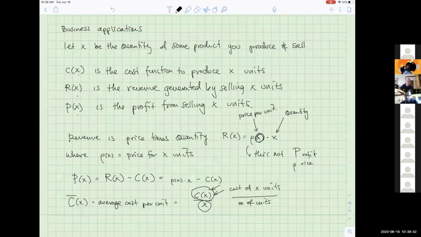So we're talking about business applications. We're going to use the ideas above, addition, subtraction, multiplication, and division of functions to create new functions, but we're going to do it in the context of business. So let's talk about this.